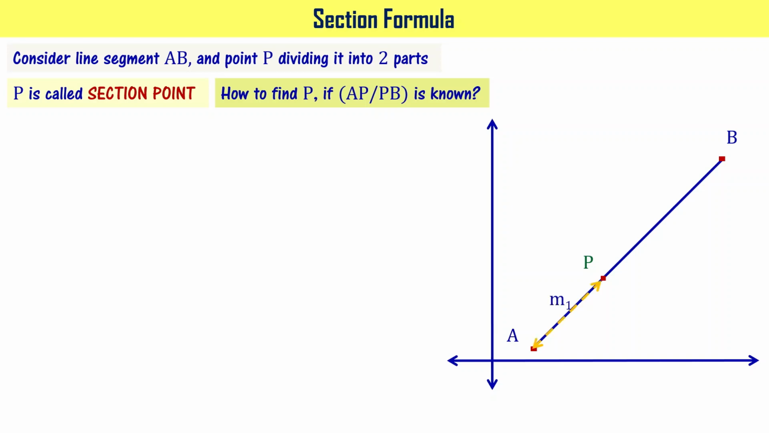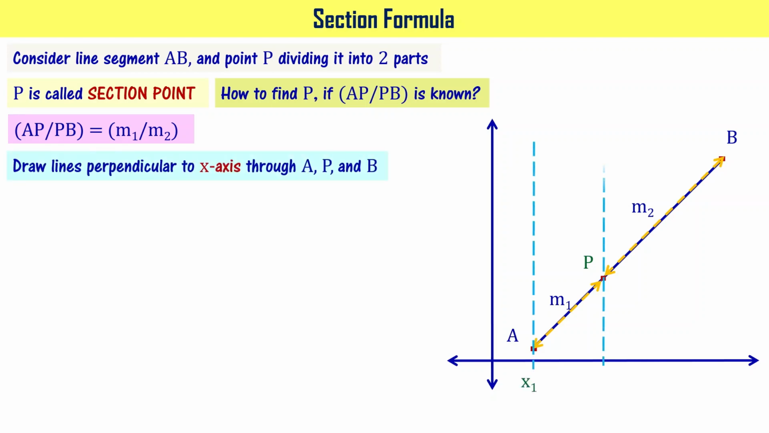Length of AP is M1 units. Length of PB is M2 units. It means AP by PB equal to M1 by M2, right? This is known, let's say. Now we have to find point P. It means we have to find the section point.